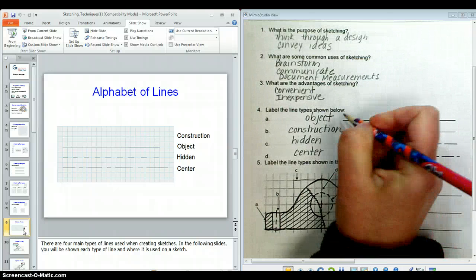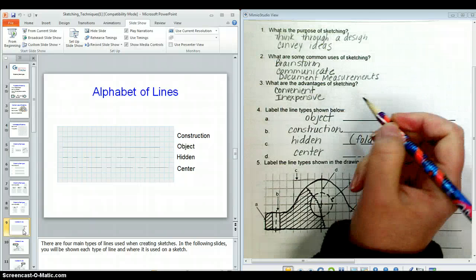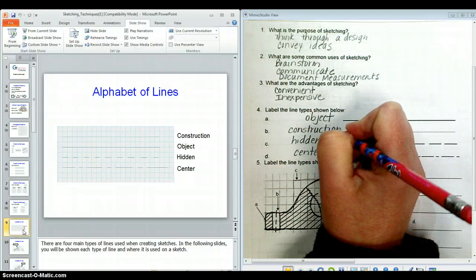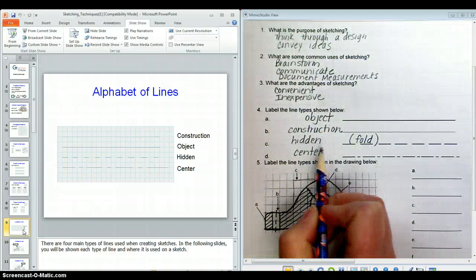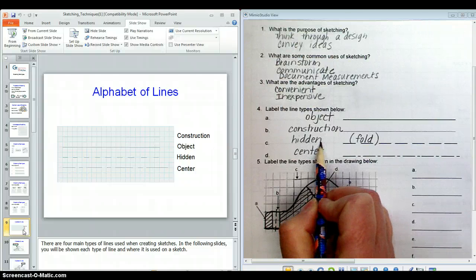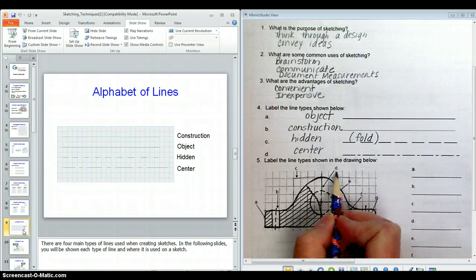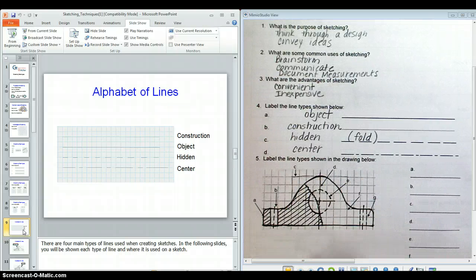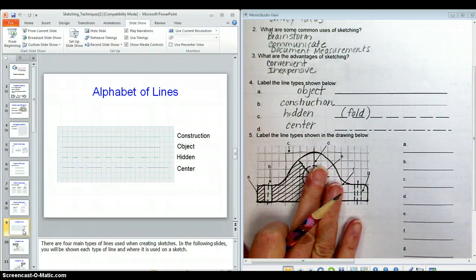So again, we have an object line, which is the really dark line. We have a lighter line, which is your construction line. They don't show up in your final item. You have hidden lines. And then the long dash, short dash, long dash is your center lines. I want you to pause the video here, and I want you to try and name all of the lines here in the bottom section in number 5.